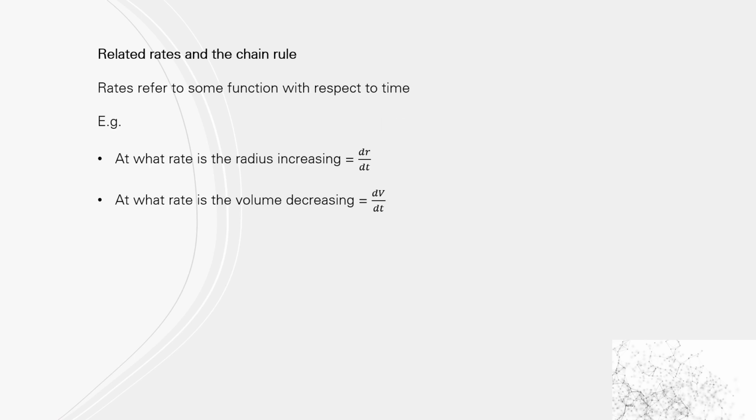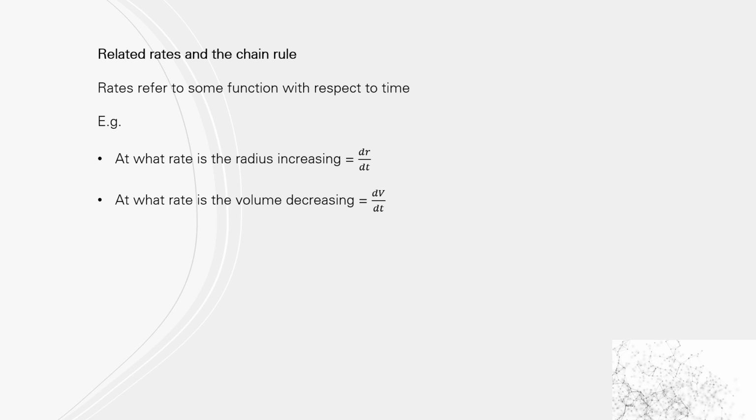Rates always refer to respect to time. So an example might be at what rate is the radius increasing, so that'd be dr/dt, the radius changing with respect to time, or the volume decreasing, so dV/dt, volume with respect to time.